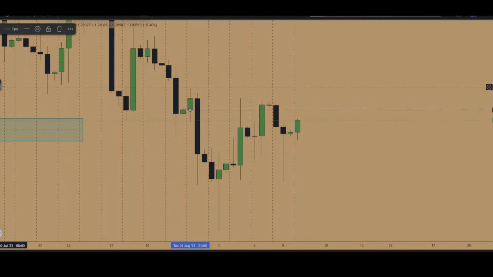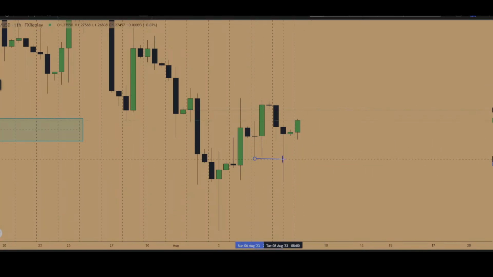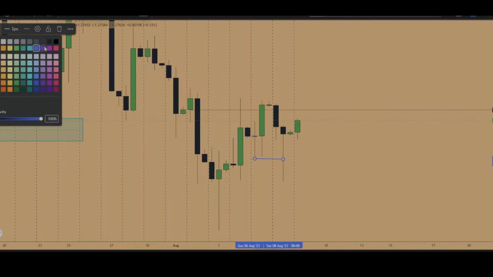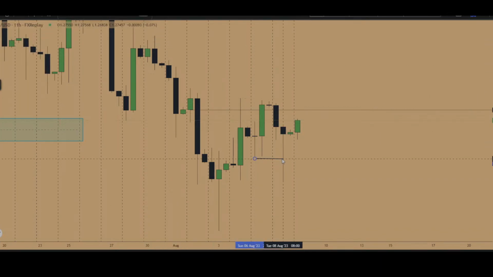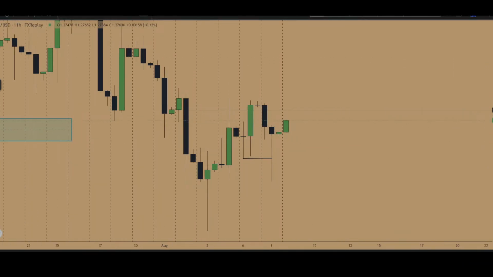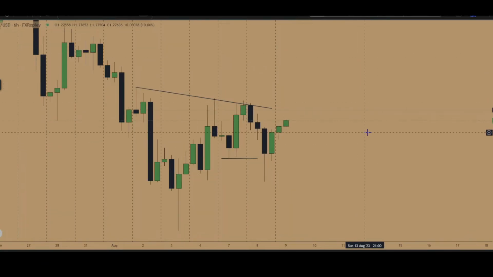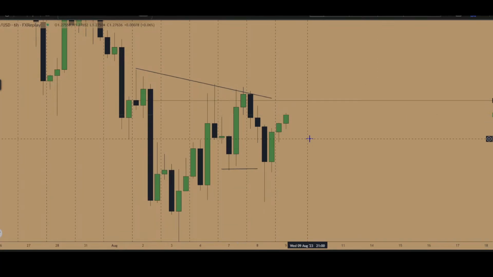We took the stops, and we took another stop here. So most probably this will take out this trend line. So let's see. It's a new day. So we have rejection.